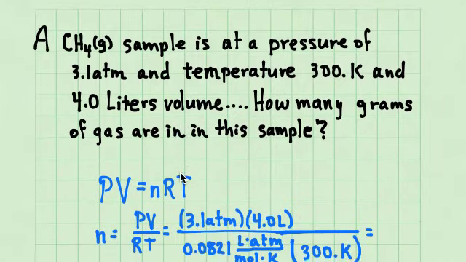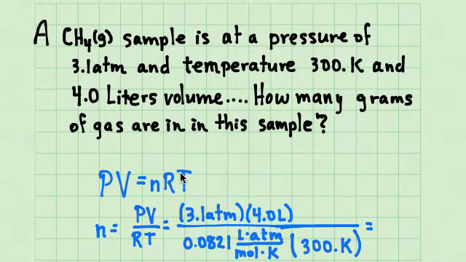Here's a simple example of straight up using the equation. Methane gas, 3.1 atmospheres, temperature is 300 Kelvin, volume is 4 liters. Since we're given all this info in a straight up fashion, liters and Kelvin and atmospheres, I can just plug it right into the equation and solve for n, the number of moles of methane.